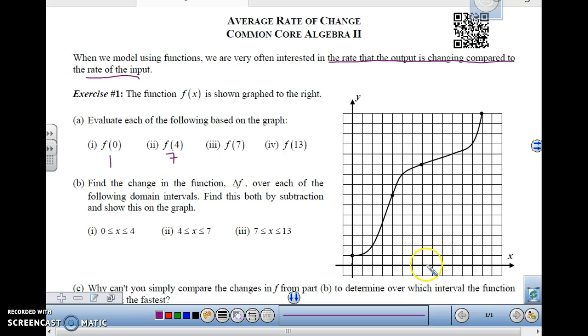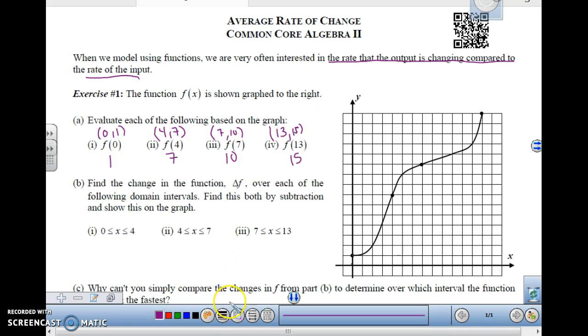And then f of 7, which would be right here, is 1, 2, 3, 4, 5, 6, 7, 8, 9, 10. And f of 13 would be 1, 2, 3, up to 15. Okay, so remember that these are actually coordinate points. This is the point (0, 1), (4, 7), (7, 10), and (13, 15). It's just another notation that we have for this.